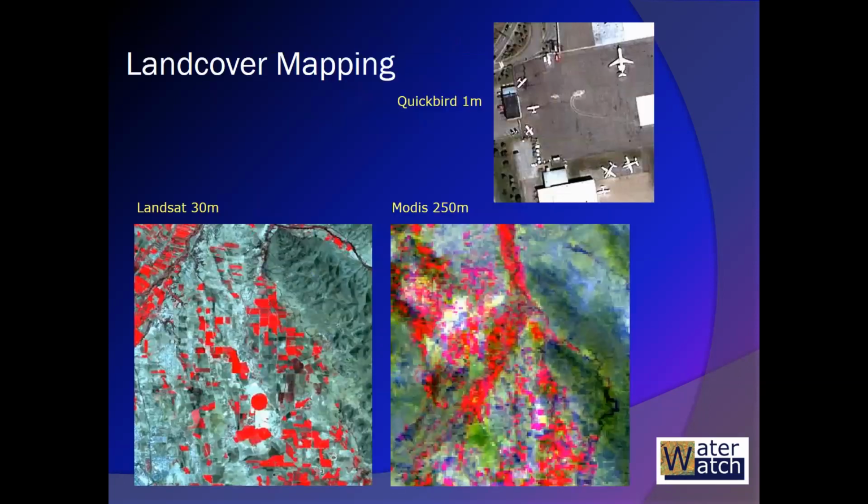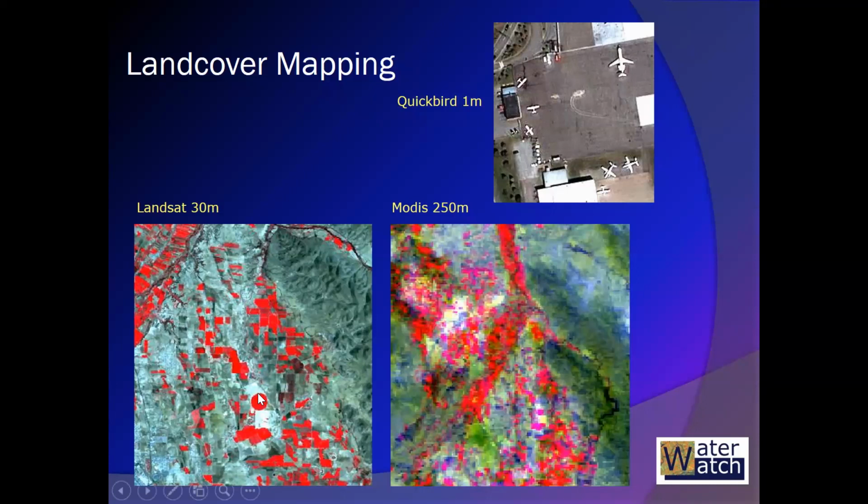Land cover mapping, this is an example of the different land cover mapping that's available to us. These are just some older examples for illustration purposes, but here we've got Landsat at 30 meters, MODIS at 250 meters, and QuickBird at 1 meter. And we can see the differences in the resolutions, MODIS being a coarse resolution, 250 meters, Landsat at 30 meters, finer resolution, we're able to pick up finer details.